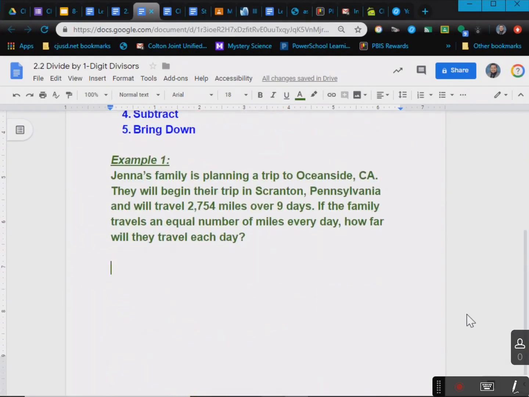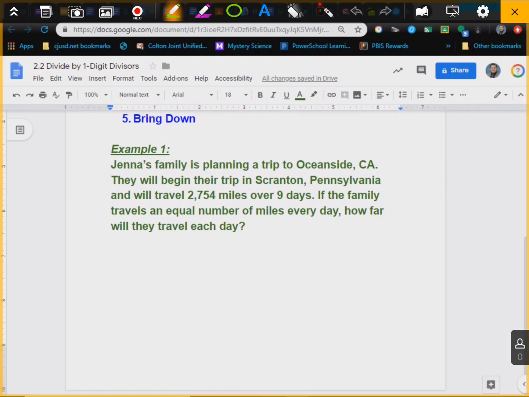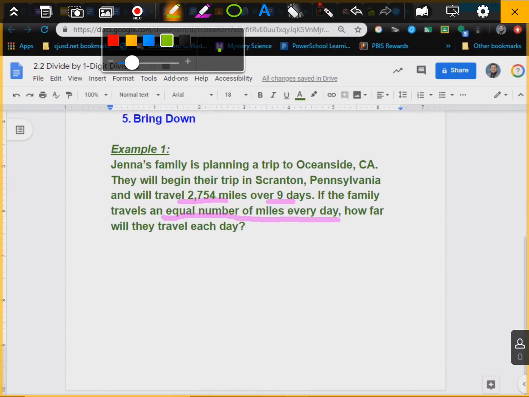Okay, hopefully you paused. We're going to do the first example. So the first example says Jenna's family is planning a trip to Oceanside, California. They will begin their trip in Scranton, Pennsylvania, and will travel 2,754 miles in over 9 days. If the family travels an equal number of miles every day, how far will they travel each day? So we have to divide.